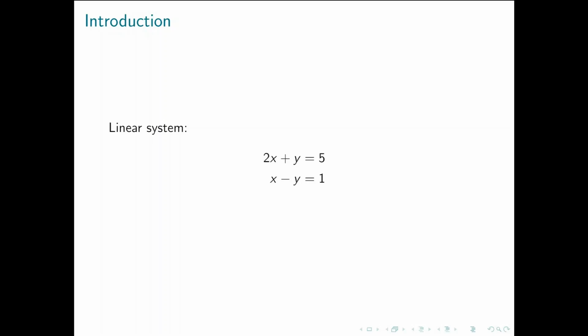So this is an example of a linear system. You've probably seen something like this before. Two linear equations that relate the same two variables x and y to one another. And that's our system. It's just the collection of these two equations. We have two pieces of information about x and y, and that allows us to solve for x and y simultaneously.